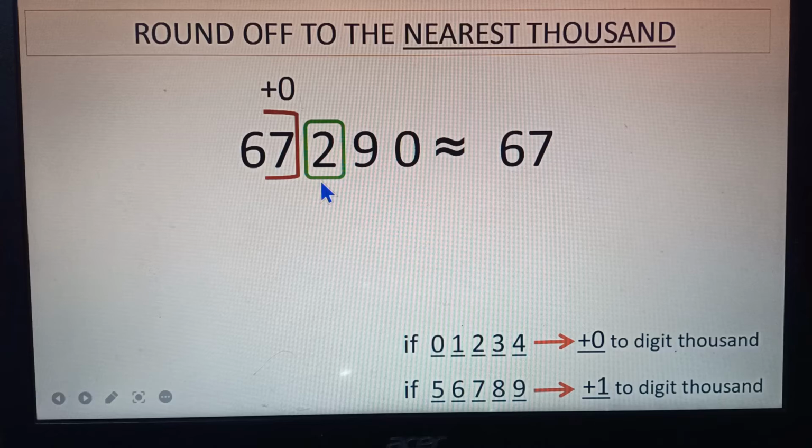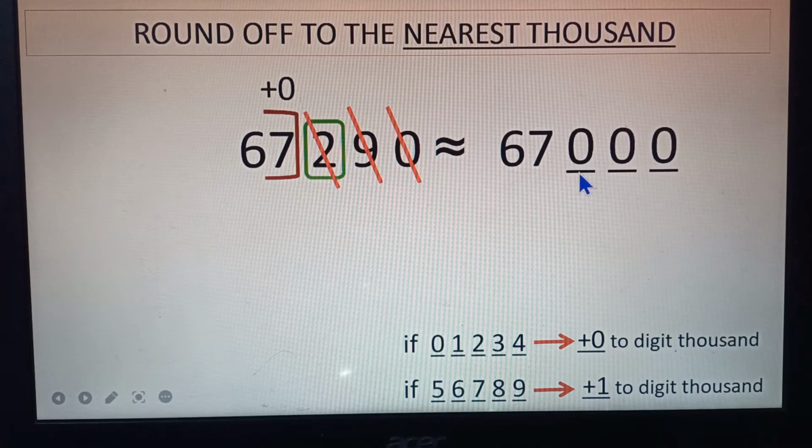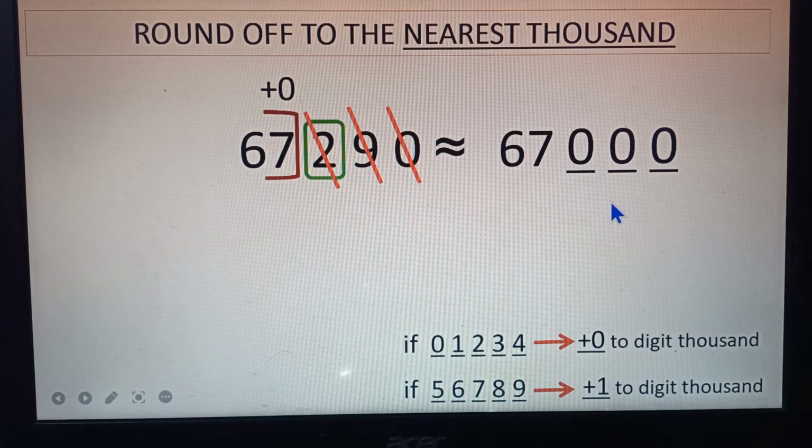Next step, what should you do yang di belakang sekali? Jangan lupa belakang sekali ni. What should you do? Always cancel. Cancel, cancel, cancel. And we replace with 0, 0, 0. And you got 67,000. Okay.